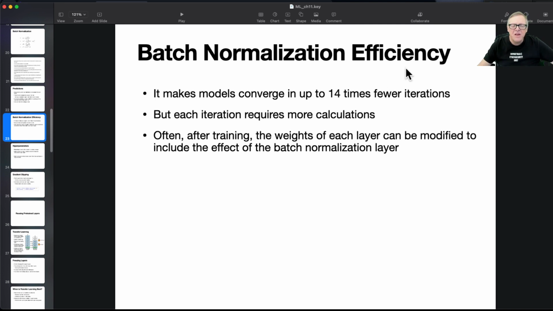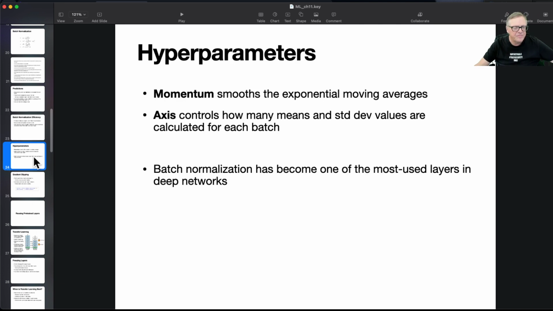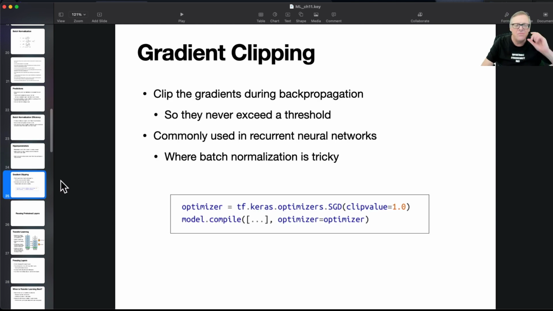Anyway, it can turn out this can be extremely effective. It can make models converge in 14 times fewer iterations. Of course, there's more calculation in each iteration. You have to calculate those normalization layers, but that's not very much, and it makes your model converge much faster, as you can imagine, because otherwise you waste a lot of time trying to train these layers that are only getting tiny little steps every time. And there are some hyperparameters for this called momentum and axis that determine how it does this normalization. But this has become a heavily used technique in deep neural networks.